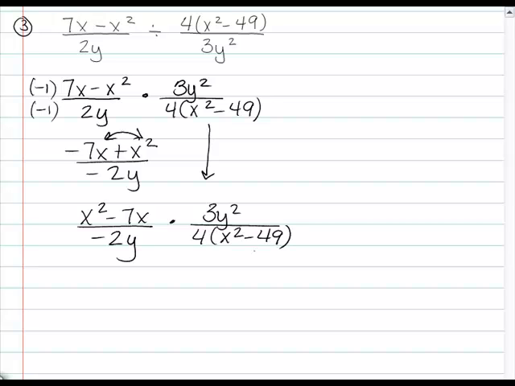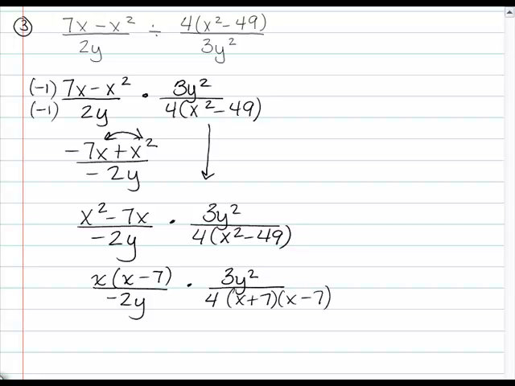And now we're going to start factoring. So notice on the top of that first fraction, there is an x in common. So we're going to pull that x out. We're going to have x minus 7 over negative 2y. On the second fraction here, we've got 3y squared. And we're going to bring the 4 down, and x squared minus 49 is a difference of squares, so it's going to factor to x plus 7 and then x minus 7. Now we can start canceling, so notice the x minus 7's go away.